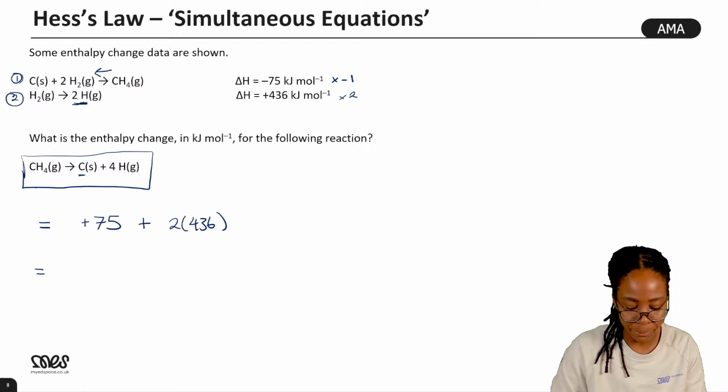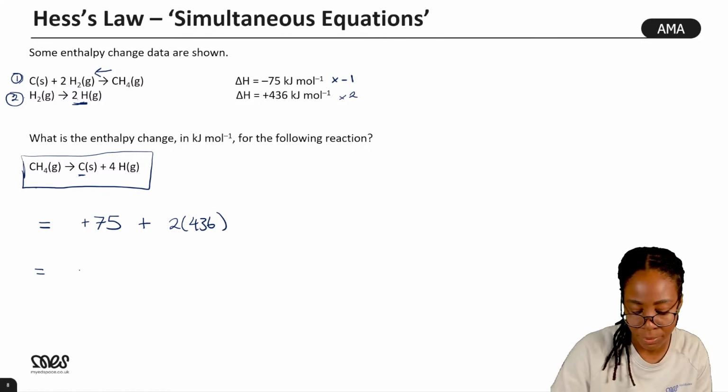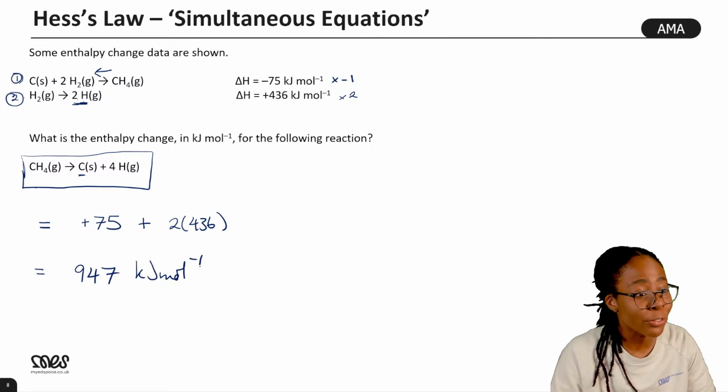Let me do it quickly. Or if anyone can do it quick, actually, no, you can't do it quicker than me. I mean, you can, but I've just done it already. 947 kilojoules per mole. Okay, let me know if you agree with me.